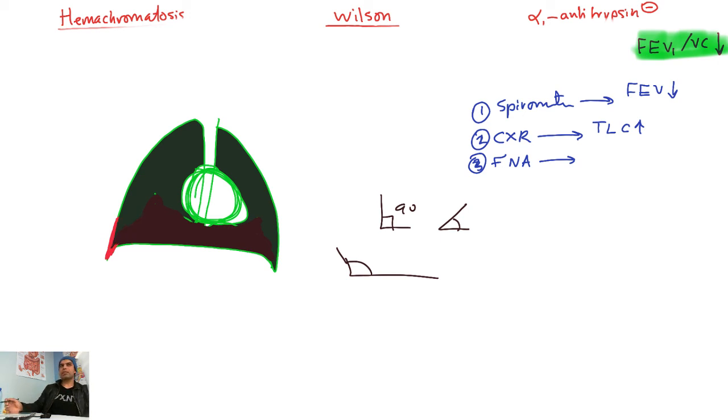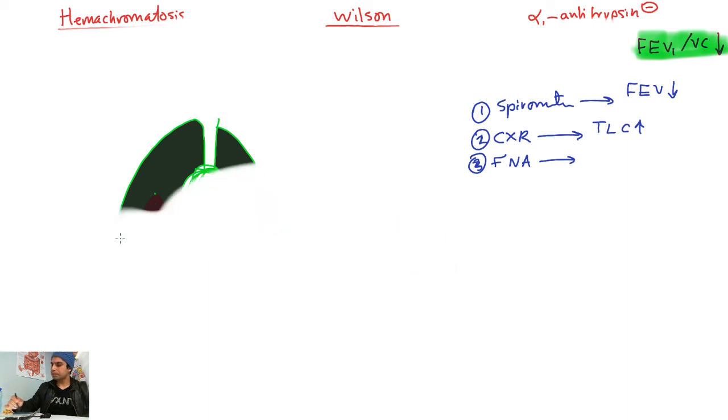Okay, so the diaphragm will become flatter, the costophrenic angles will disappear. So look for those things. That's on this. On fine needle aspiration, you will see cirrhosis.